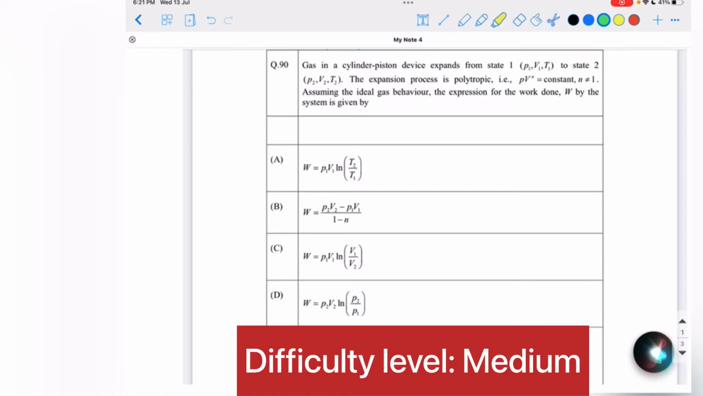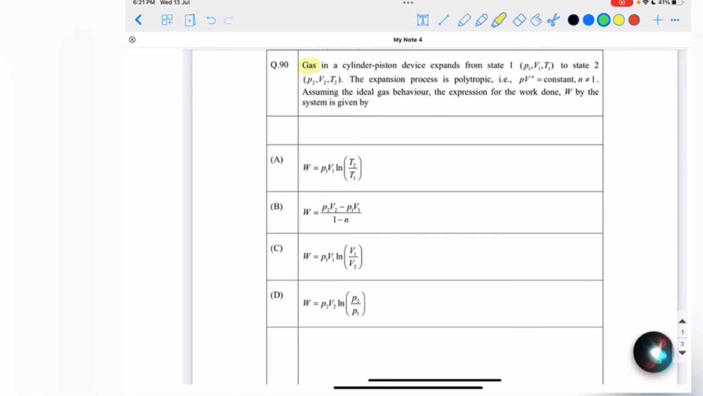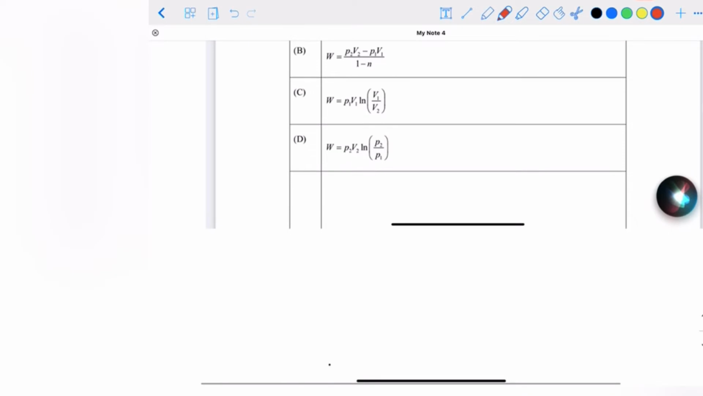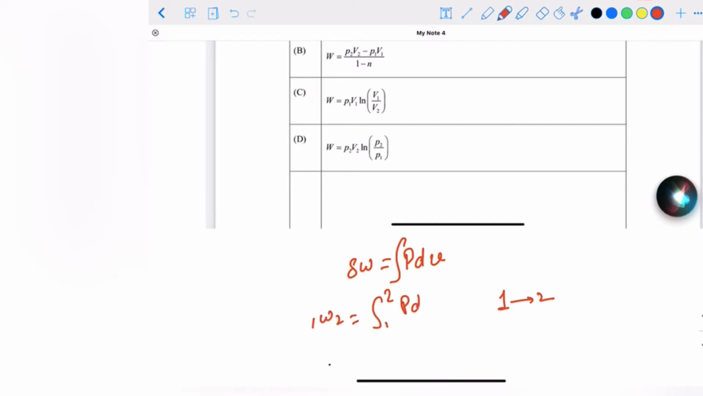So in this question we have a gas which expands from state 1 to state 2 following a polytropic process given by PV^n is equal to constant, and the gas is an ideal gas. So work done is given by delta W is equal to PdV. So if I have to find work done from state 1 to 2, then I need to simply integrate this equation from 1 to 2 of PdV.